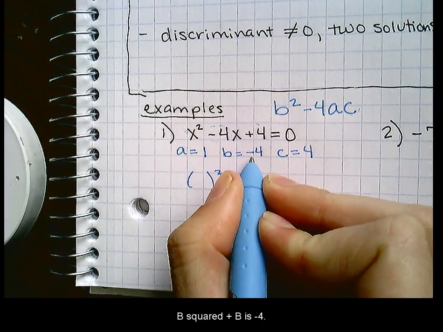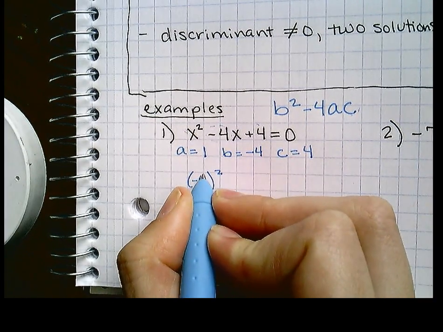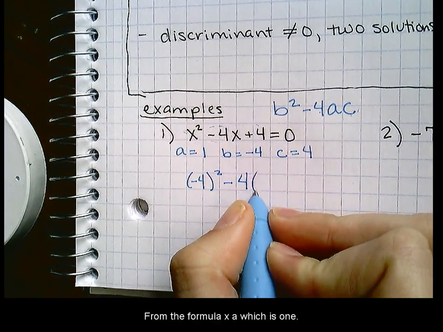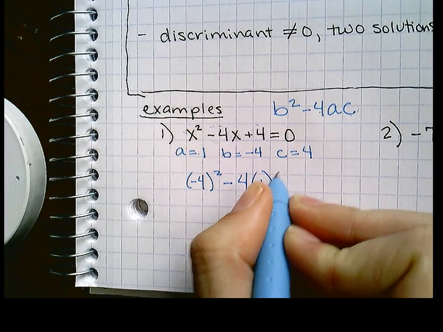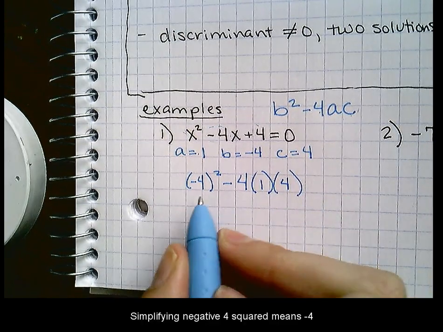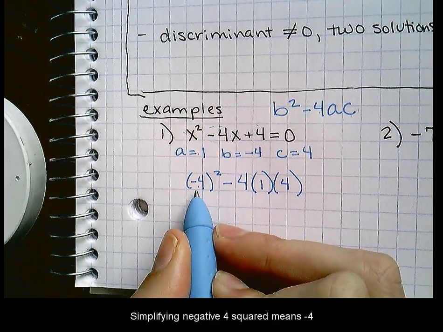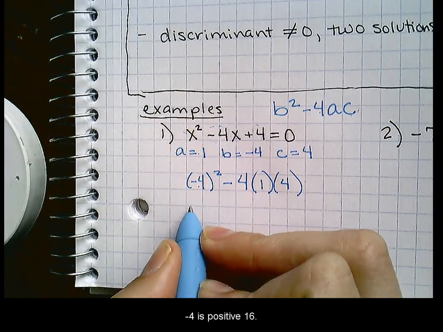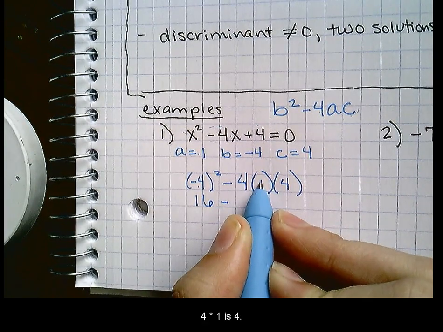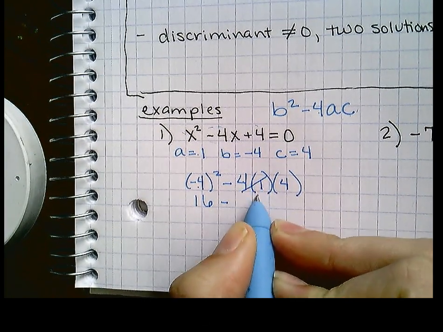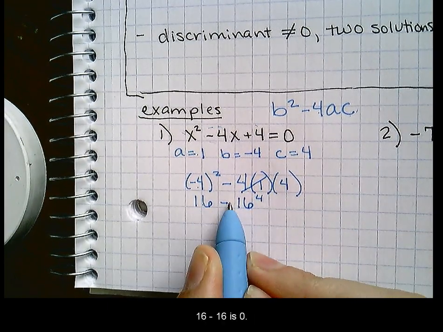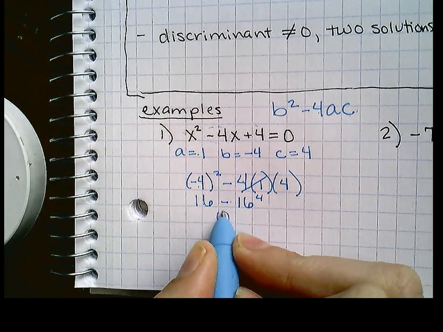So I'm going to plug it into this formula here, b squared. So b squared, and b is negative 4, minus 4 from the formula times a, which is 1, times c, which is 4. So I start simplifying. Negative 4 squared means negative 4 times negative 4 is positive 16, minus 4 times 1 is 4, and 4 times 4 is also 16. Then 16 minus 16 is 0.